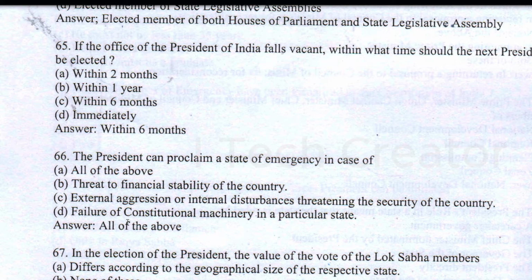60. The President can proclaim a state of emergency in case of threat to financial stability of the country, external aggression or internal disturbance threatening the security of the country, failure of constitutional machinery in a particular state. Yes, this is the answer A, all of the above.